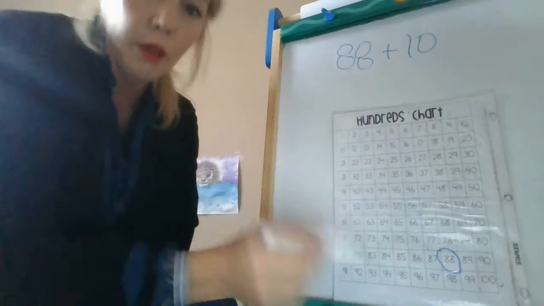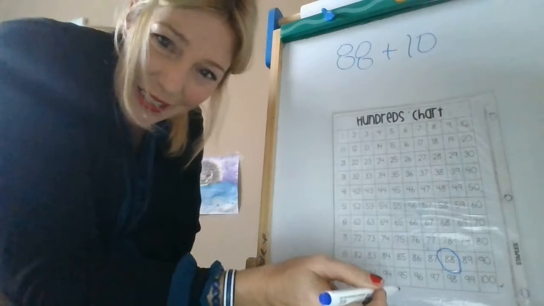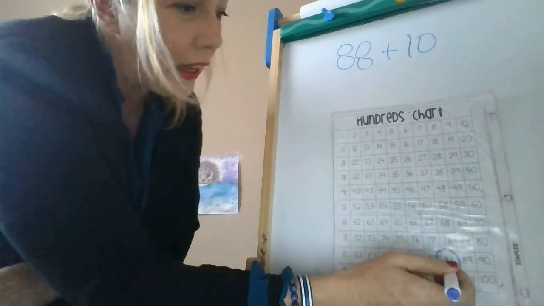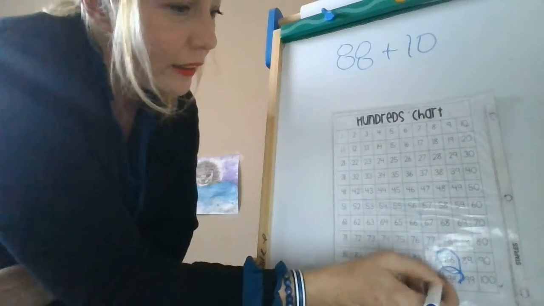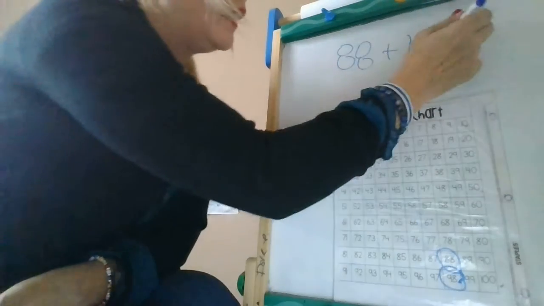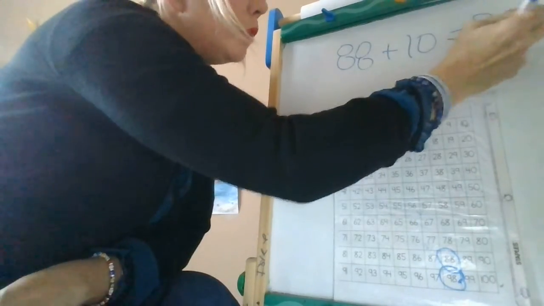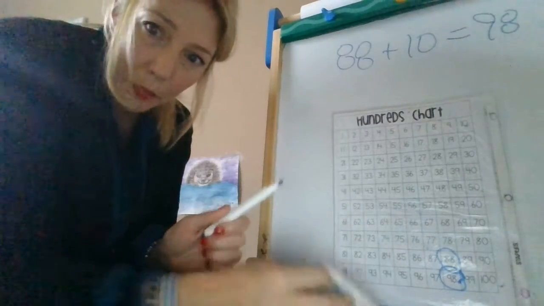We're adding 10, so are we jumping down or are we jumping up? That's right, class. We are jumping down. And 88 plus 10 is 98. So we would go on a few more times with addition problems in the hundreds chart for repetition purposes in the lesson.